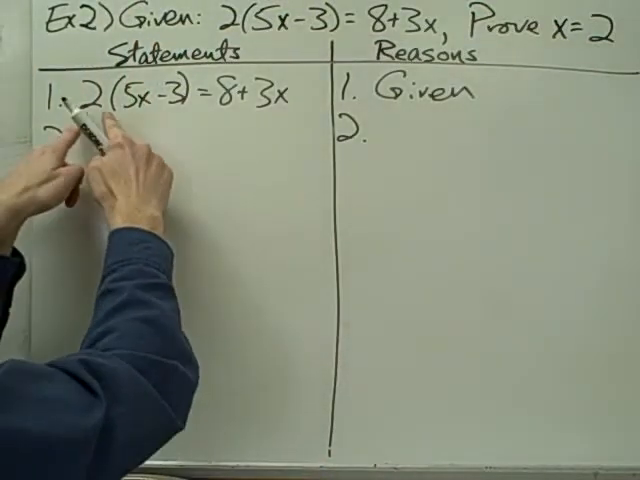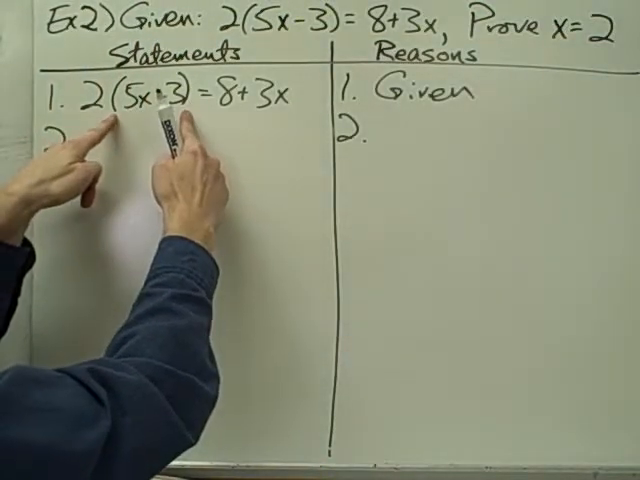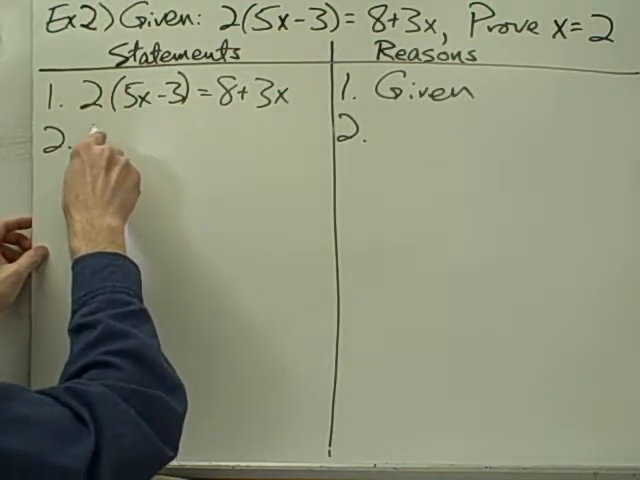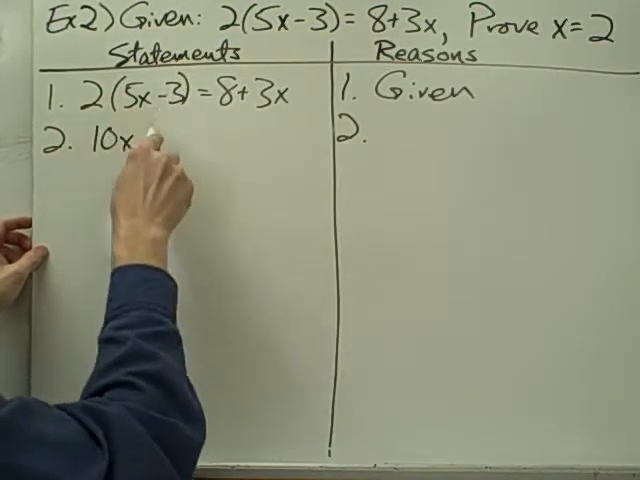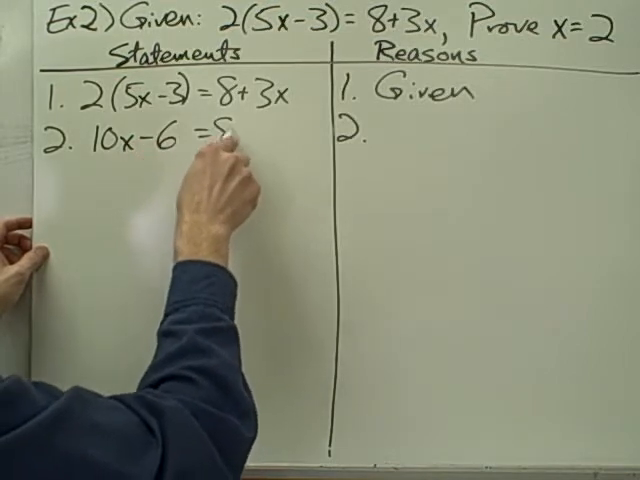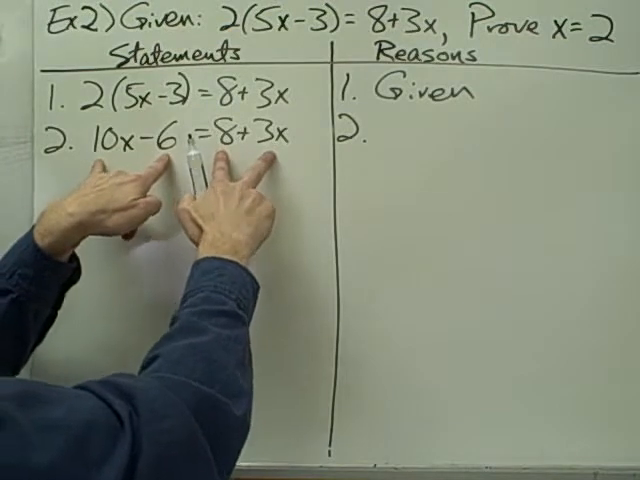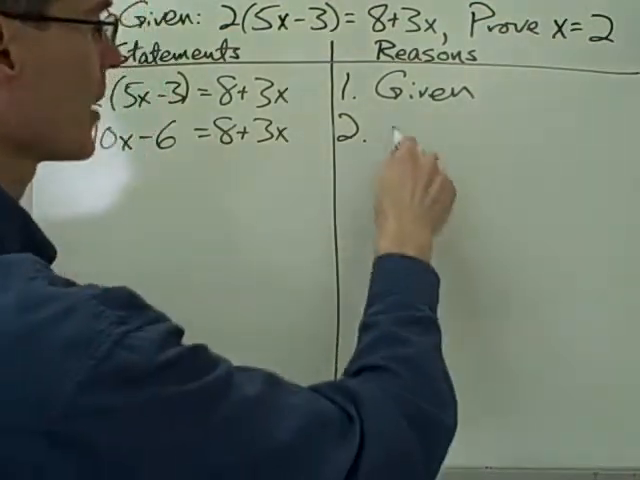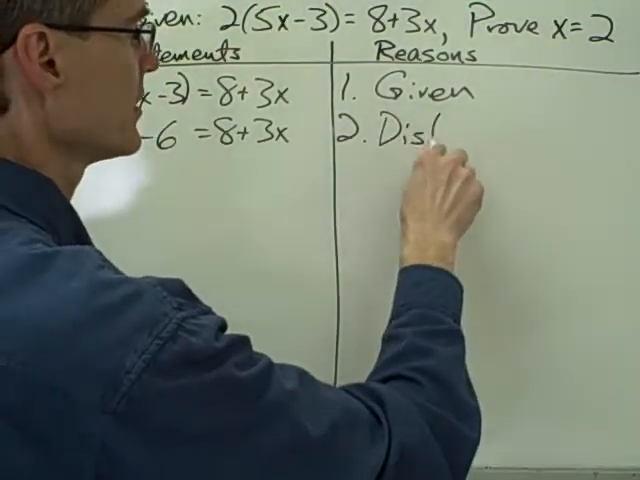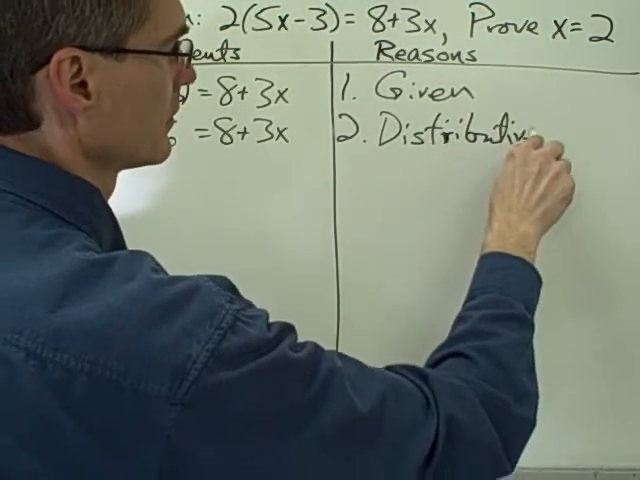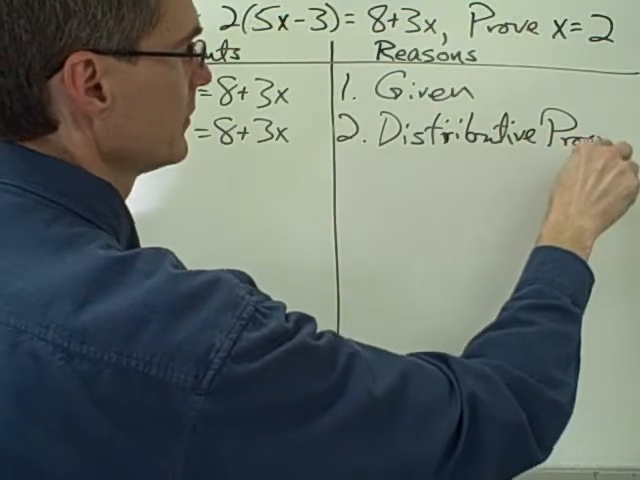So the first thing I want to do here is I want to multiply through my parentheses here. So 2 times 5x is 10x. 2 times negative 3 is negative 6. And hopefully you recognize that as just using the distributive property of equality. So that's my reason here. Distributive property of equality.